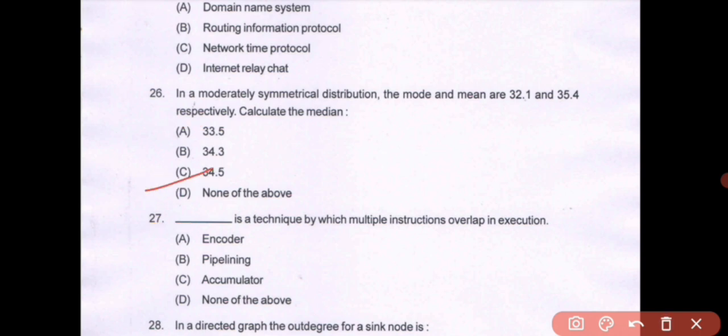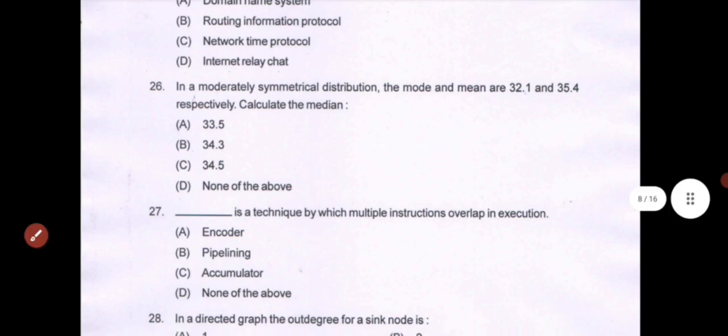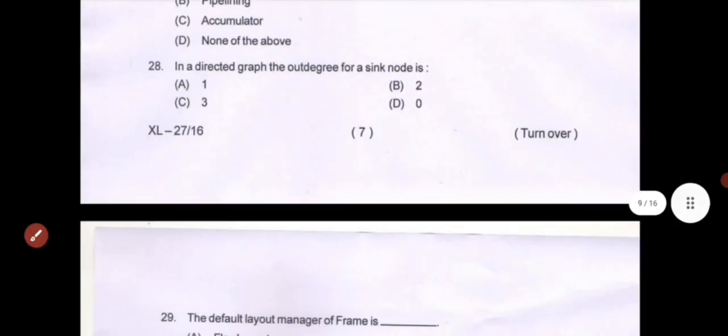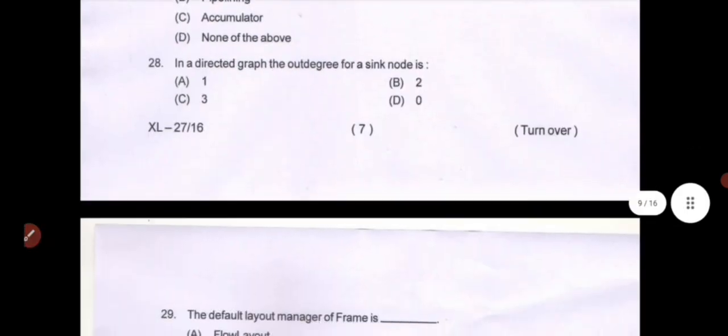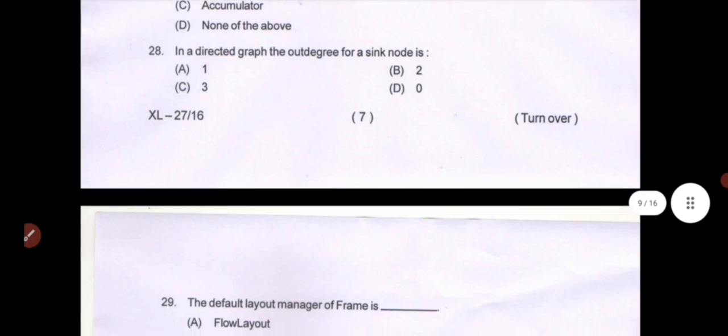Dash is a technique by which multiple instructions overlap in execution. Option B, pipelining. In a directed graph, the out degree of a sink node is 28. Option D, 0.